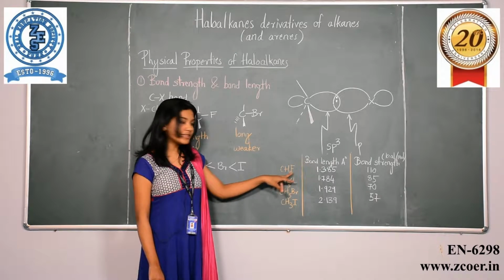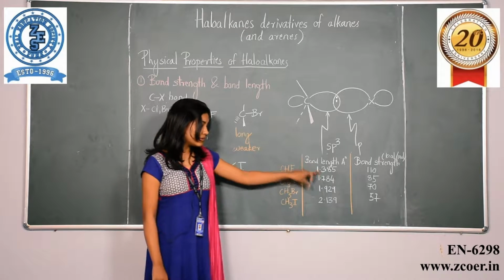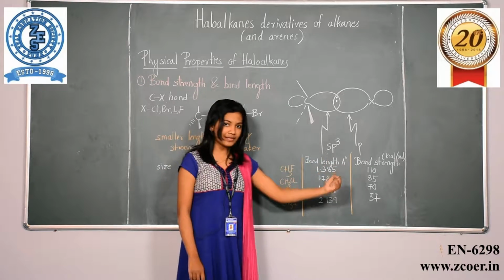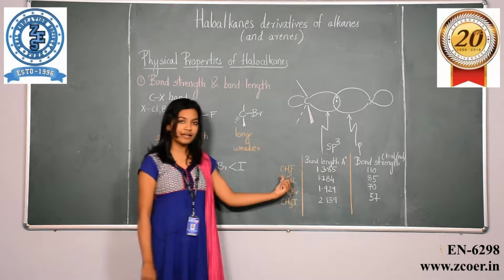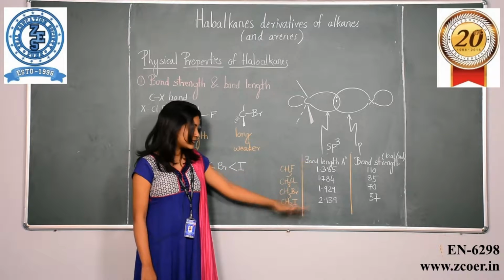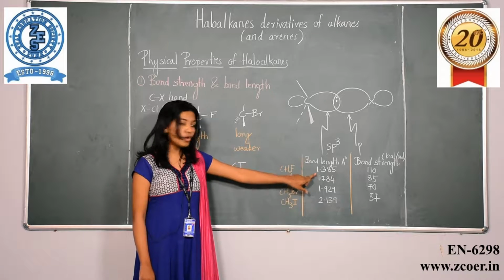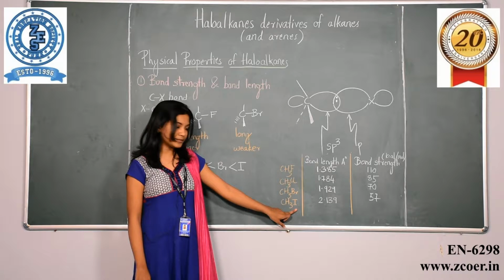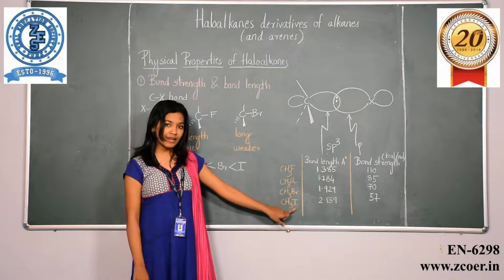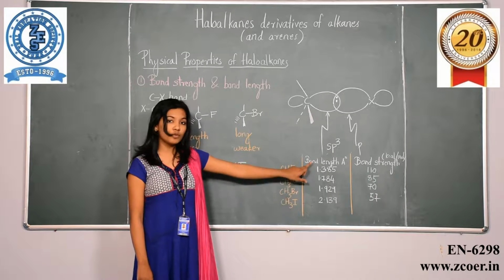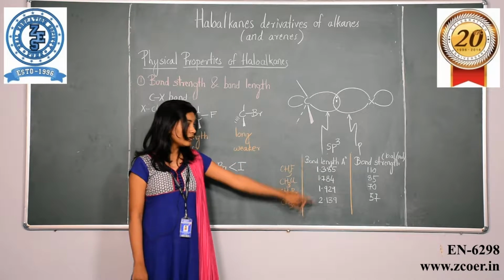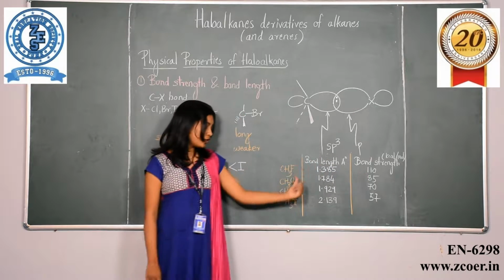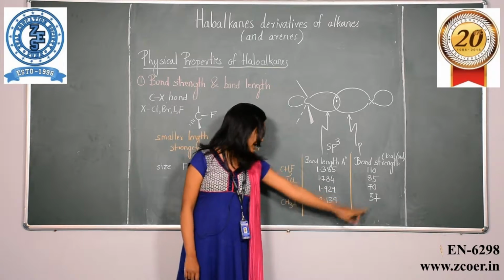So for methyl fluoride, the bond length is the minimum. It is measured in angstrom, whereas the bond strength is maximum for methyl fluoride. As we move downwards towards methyl iodide, the bond length goes on increasing and it is maximum at methyl iodide. That is, if your halogen is iodine, in that case your bond length is maximum. Whereas the bond strength goes on decreasing as we move from fluorine to iodine, and it is minimum at methyl iodide.